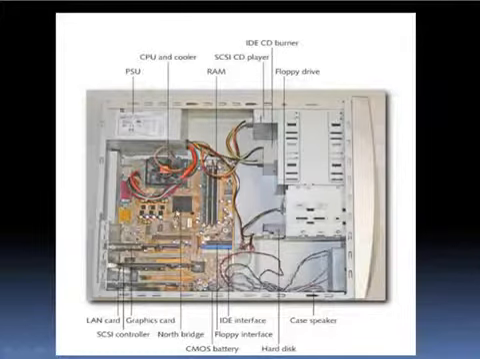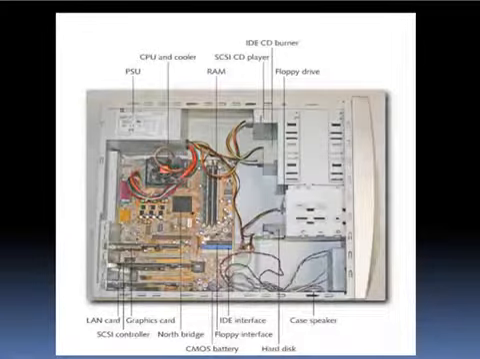Then you have what is known as the North Bridge. We'll talk about that more in a little bit. You have your graphics card inside of here. You have a SCSI controller, which is going to go up to the SCSI CD-ROM. And then you have your LAN or graphics card. LAN stands for your local area network, which is also, a LAN card is another way of saying usually a NIC card or network interface card or a graphics card. And these slots are in here.